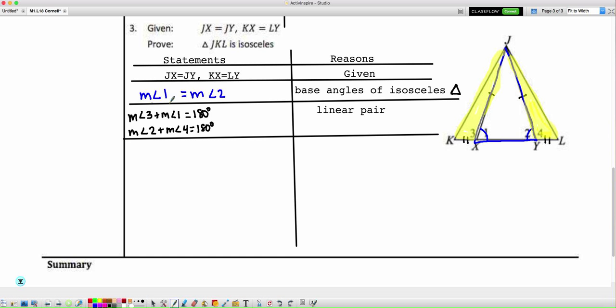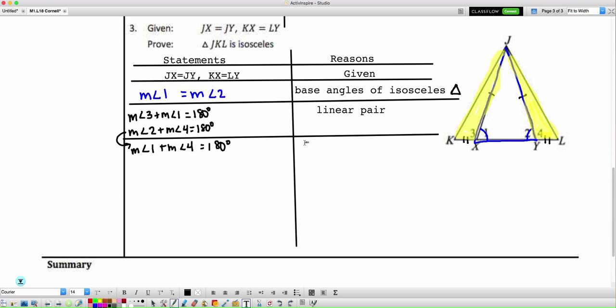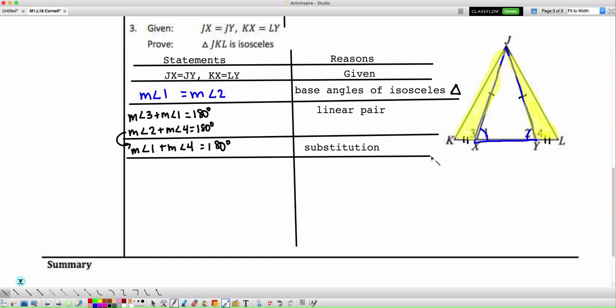I also know from earlier that 1 and 2 are equal to each other. So if I took this one and rewrote it, I would say that the measure of angle 1 plus the measure of angle 4 is equal to 180. My reason for that would be substitution. Notice now I have two equations that equal 180.